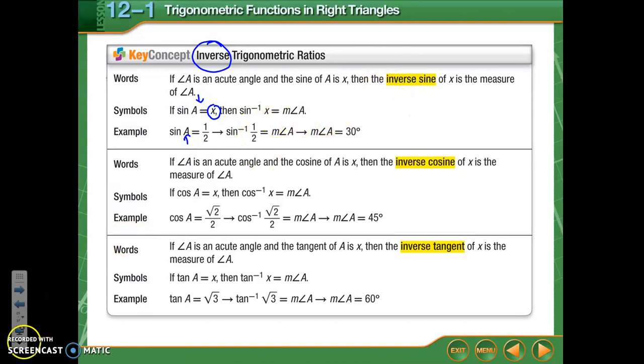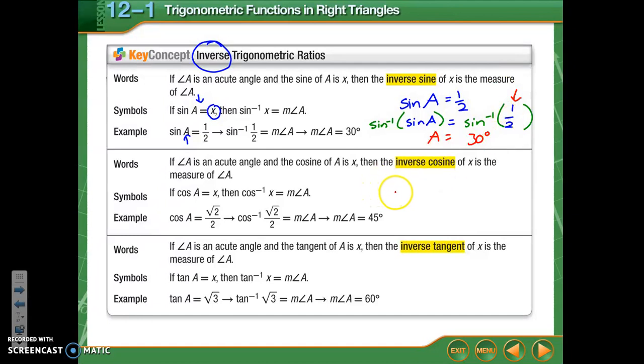Because what you're actually doing is taking the inverse sine of both sides. So when I take the inverse sine of sine, those undo each other. They're inverse operations, and I'm just left with A. When I take the inverse sine of 1/2, I go backwards from this ratio to the angle, which is 30 degrees. You should know that from that list of 30, 60, and 45 degree angles, sine, cosine, and tangent that we had on an earlier slide in your notes.